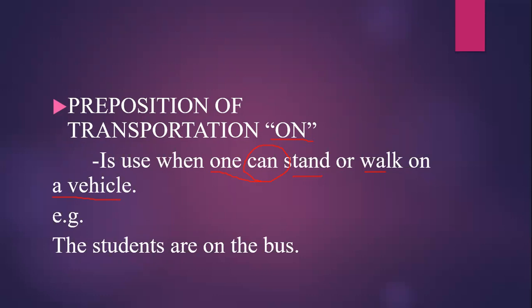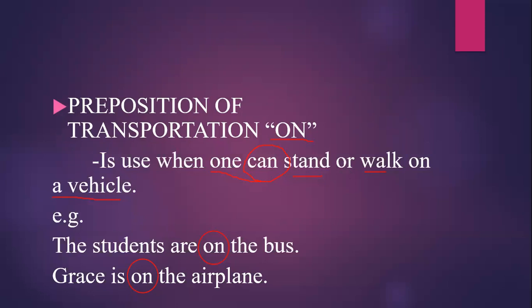Okay, the students are on the bus. Why do we use on instead of in? Because preposition of transportation on is used when you can stand or walk on a vehicle. Can you walk inside the bus? Definitely yes. Can you stand inside the bus? Yes. Therefore, the correct preposition of transportation that you will be using is on. Okay? Another example. Grace is on the airplane. Here we use the preposition of transportation on.